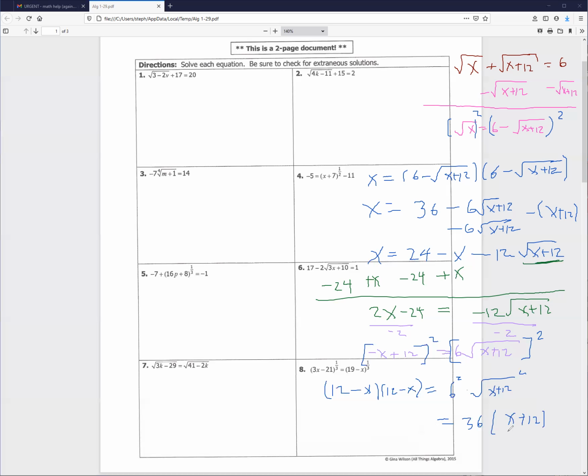My goodness, this is going on way longer than I expected. I hope I didn't make a mistake somewhere because this is more complicated than I expected it to be. If you do the FOIL over here, you should end up with something like this.